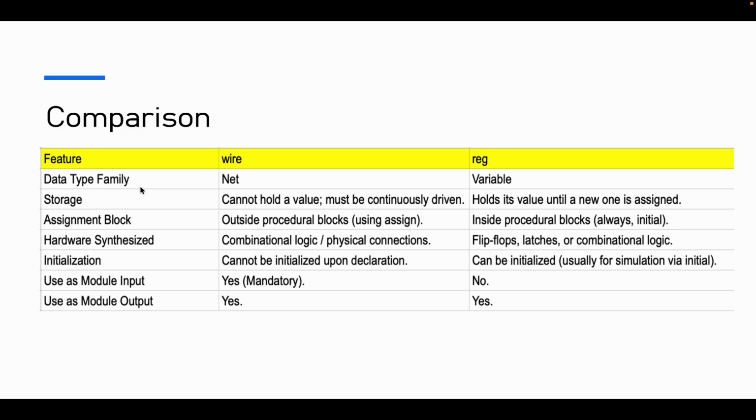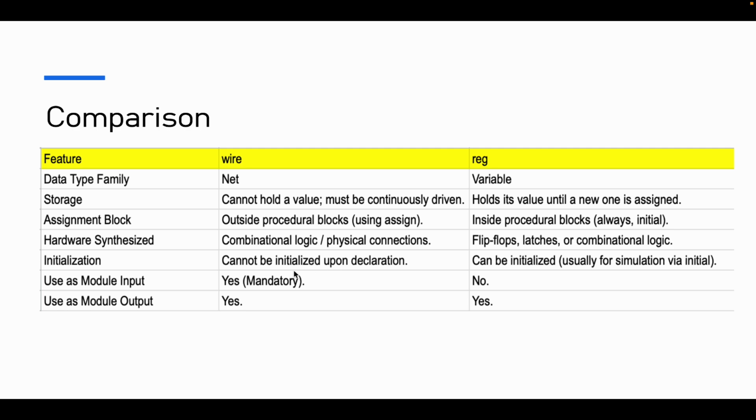Let us see simple differences. Wires belong to the data type family of net and regs belong to variable. Whereas a wire cannot hold a value, a reg can hold it until a new one is assigned to it. Assignment block: wire is always outside a procedural block, reg is inside a procedural block. Wire gives combinational logic and physical connection. Here you have flip-flops, latches, or combinational logic.